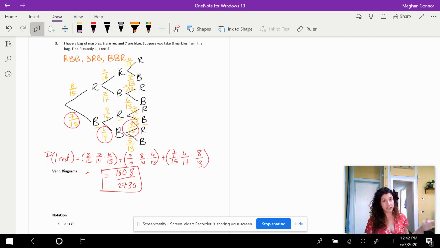Your homework today is just going to be about tree diagrams and using them to solve and making them. Let me know if you have any questions.